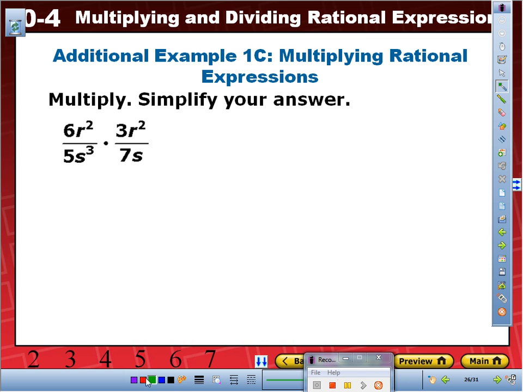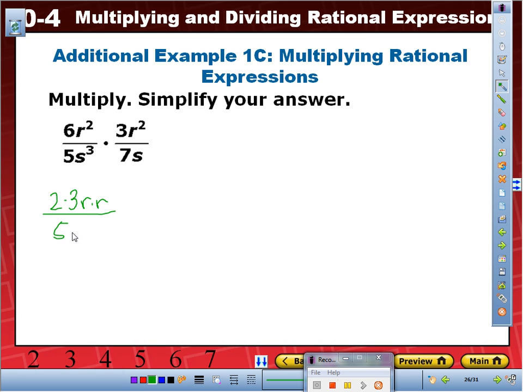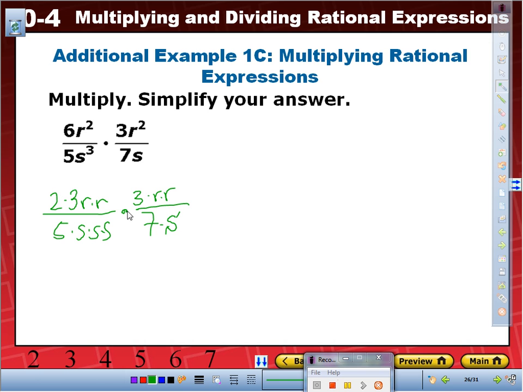Okay, let me check. The first fraction, I'm going to simplify it. This becomes 2 times 3r, oh, just 2 r's, not that. r times r over 5 times s, and s times 3 times r over 7 times s. Can I simplify any of these? No. So then I just go to my next step by multiplying that way. And can I get rid of any giant ones? No, right? So therefore I just multiply everything and simplify it.